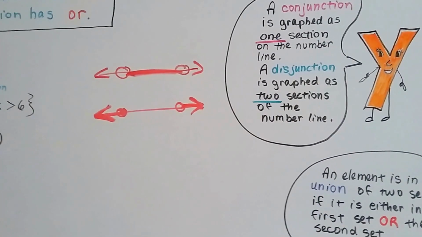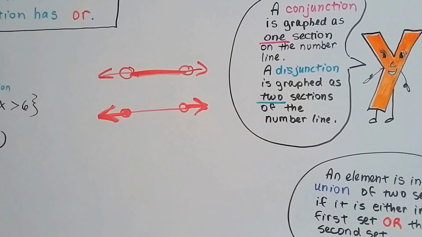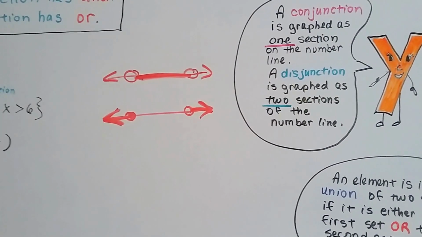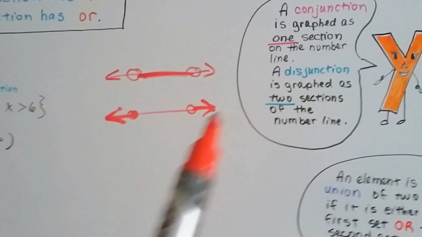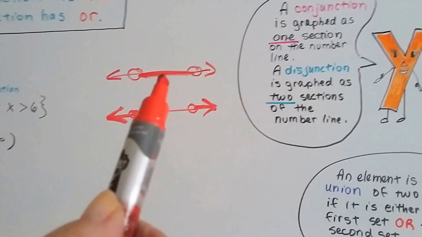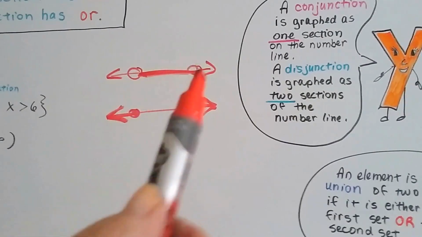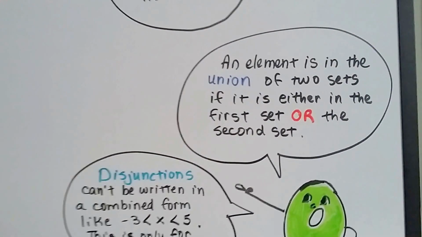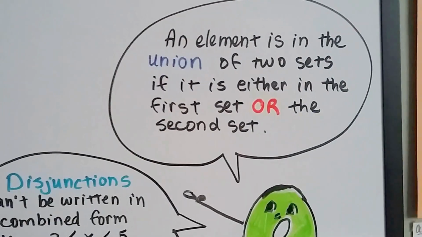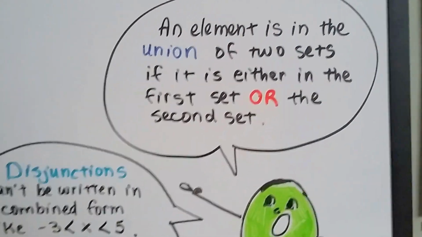If I said you have a choice, I'm going to give you a chocolate cake or a yellow cake. I didn't say I'm going to give you both. I'm going to say I'm going to give you one or the other. So there's two choices. If I said I'm going to give you chocolate cake and yellow cake, then that's combined. It's together. See? And remember, an element is in a union of two sets if it's in either the first or the second set.